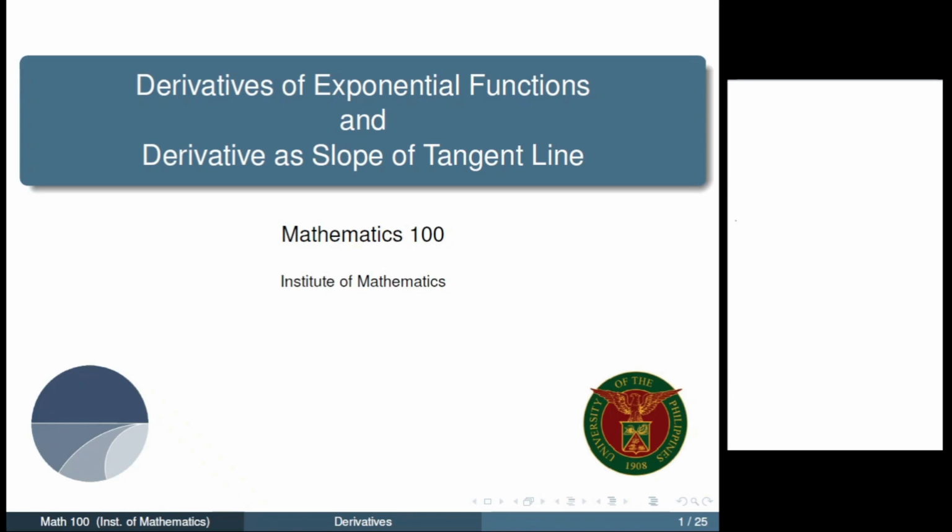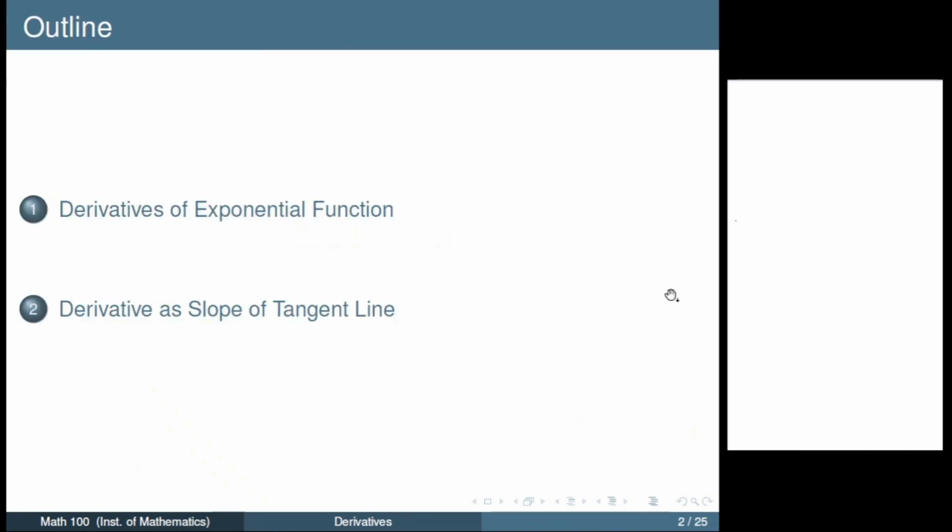Kahapon, diniscuss nyo ang derivatives ng trigonometric functions. And from the last lecture video, diniscuss nyo naman ang derivatives ng logarithmic functions. For today, first, we're going to introduce a new set of derivatives, which is in particular the derivatives of exponential functions. And second, we're going to talk about how to use derivative as a slope of tangent line.